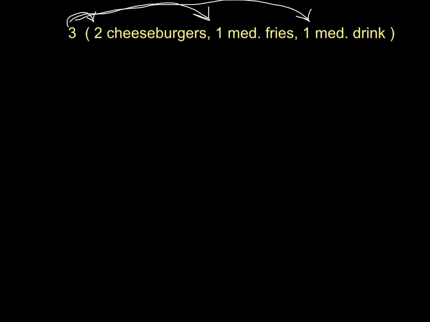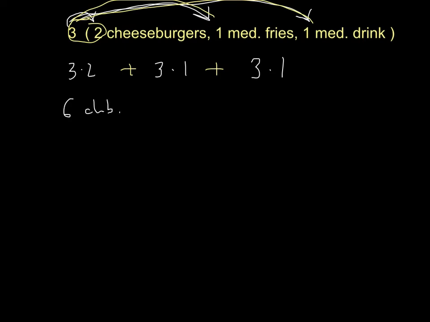3 times 2, added, that's our first set of arrows, added to the 3 times 1, added to the, all the way in the end here, our 3 times 1 again. So that's going to be 6 cheeseburgers plus 3 French fries plus 3 drinks.